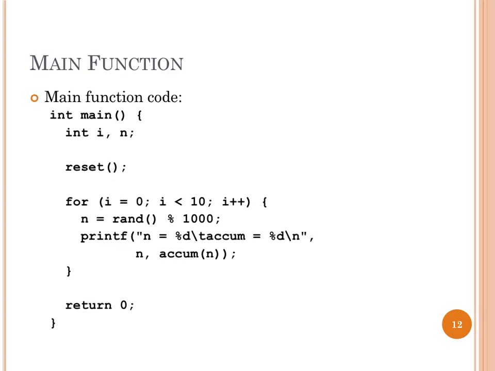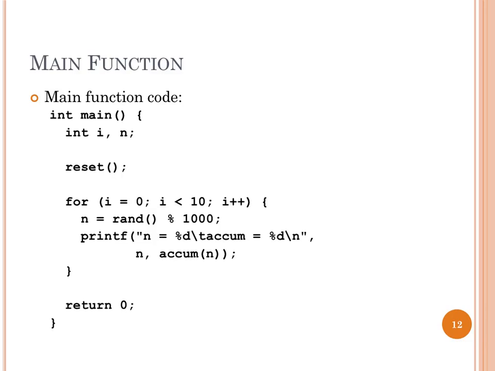Okay, here's the main function. This is where it's going to get a little squirrely. Let me go back here real quick, and let's just look at what functions are invoked. We have reset, we have rand, which is a C standard API call, we have printf, which is also a C standard API call, and accum. So those are the 4 functions that we're calling here.